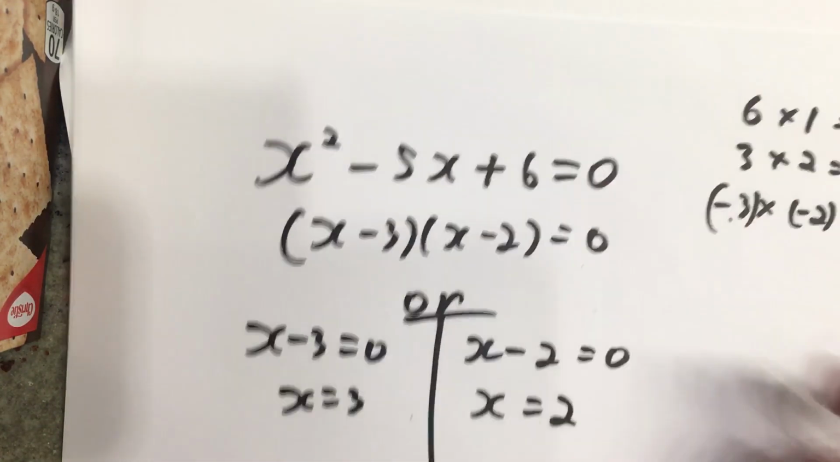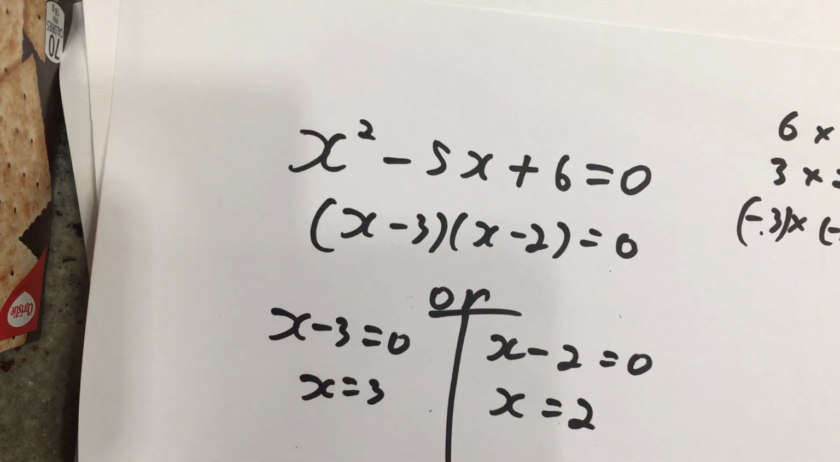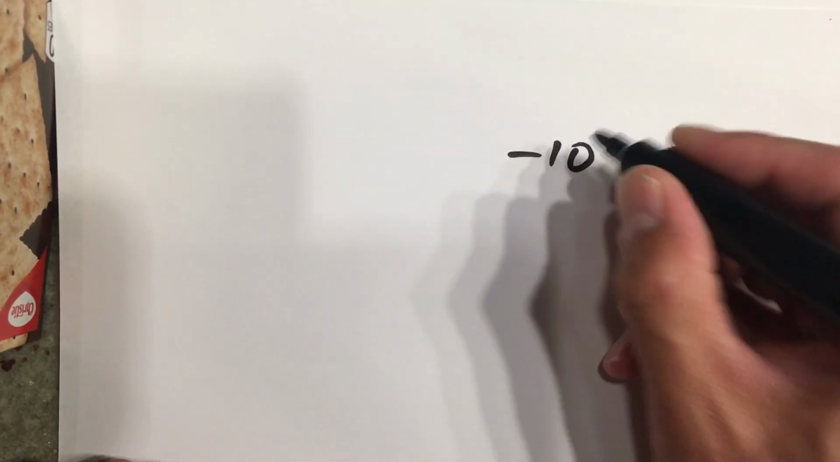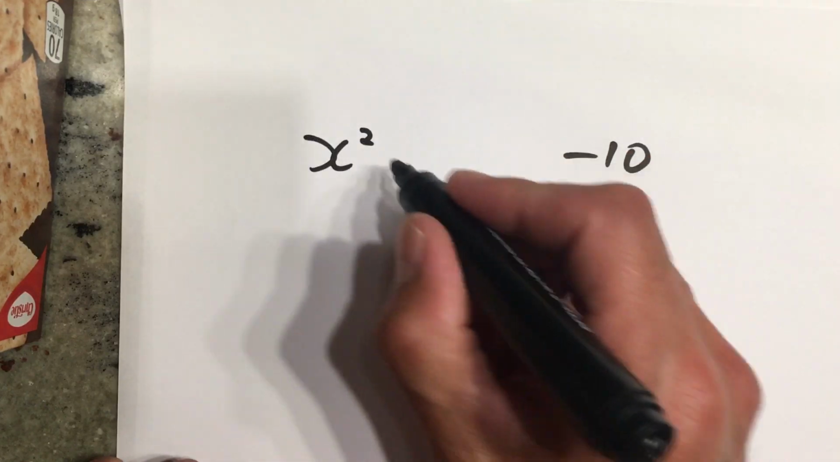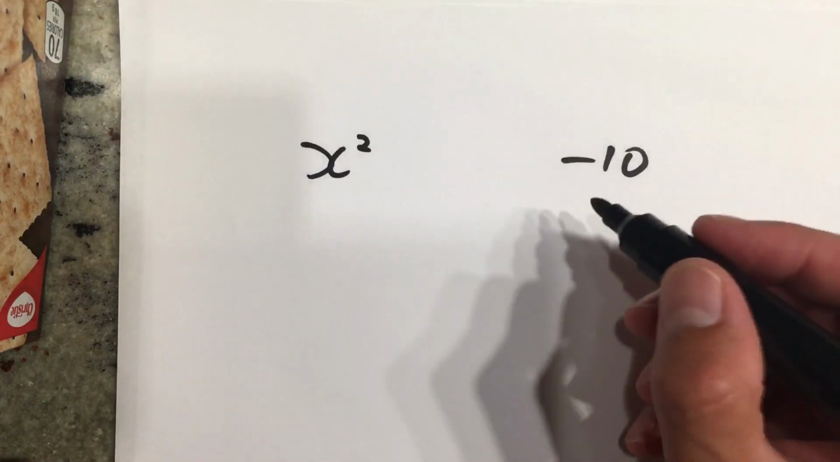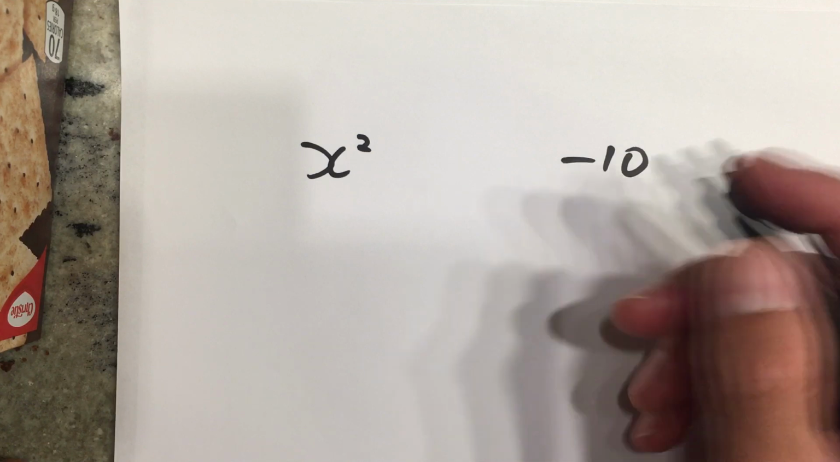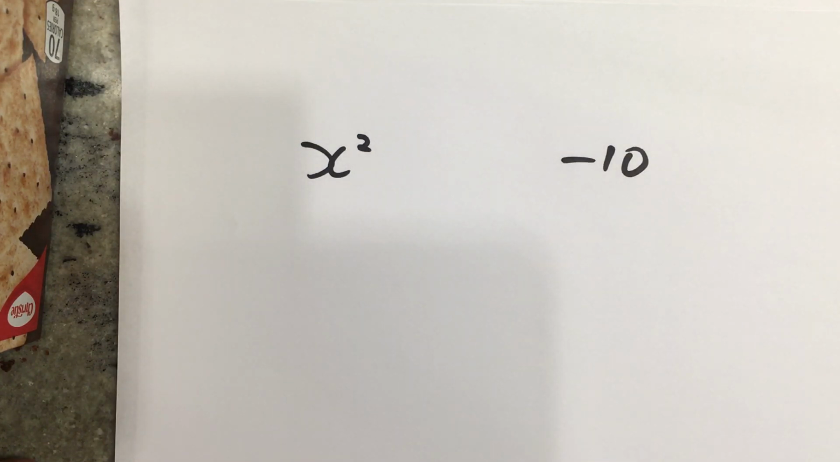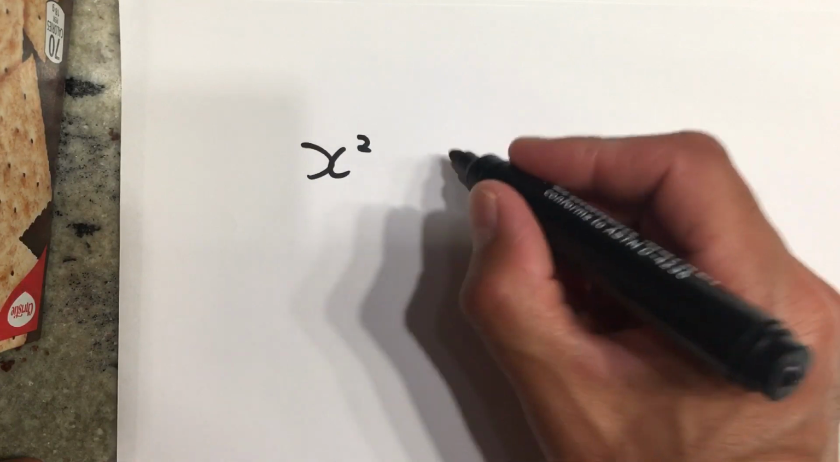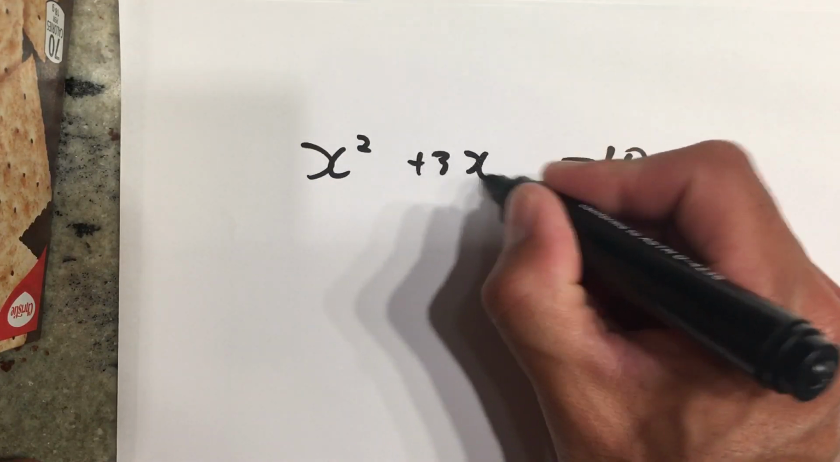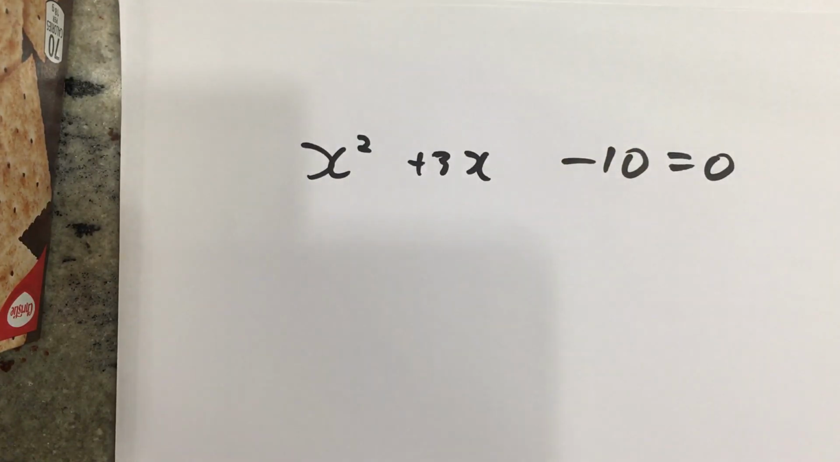I'll show you one where this number is a negative. So let's say I have a negative 10 there. So this could be x squared, and then let's say we could have a 5 and a negative 2. So that's going to be plus 3x minus 10 is equal to 0.